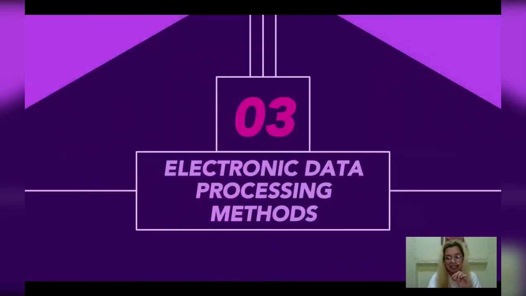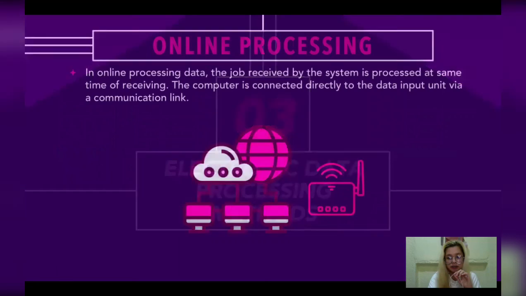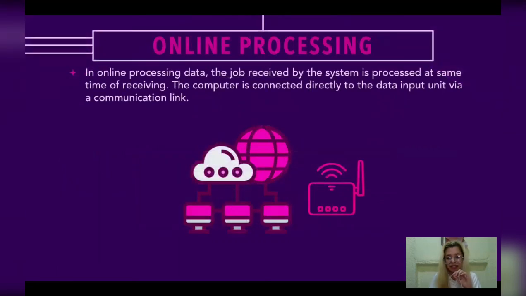So, lastly is the electronic data processing methods. There are several ways in which a computer, under the influence of an operating system, is designed to process data. Number one is online processing. In online processing, the job received by the system is processed at the same time of receiving. The computer is connected directly to the data input unit via a communication link. So the data input may be a network, terminal, or online input devices attached to the computer.